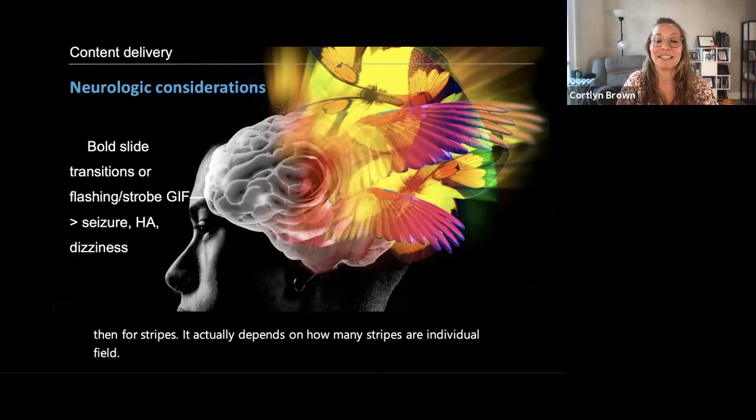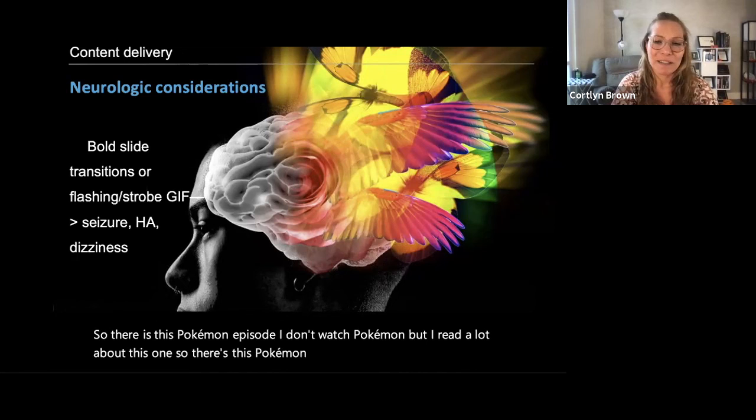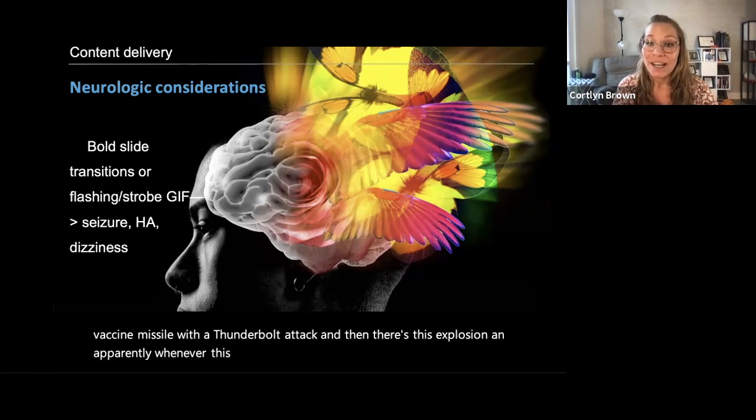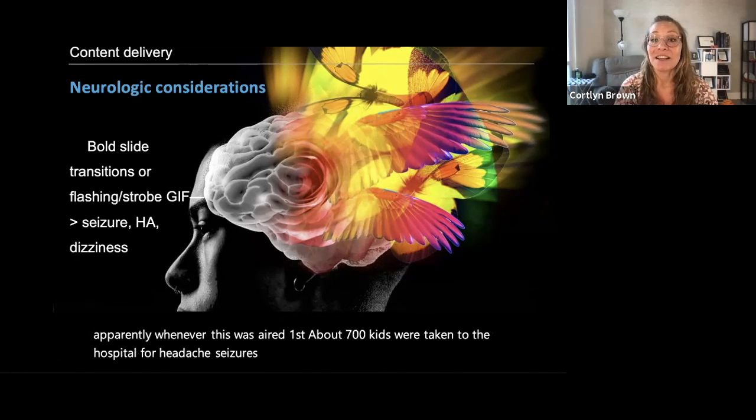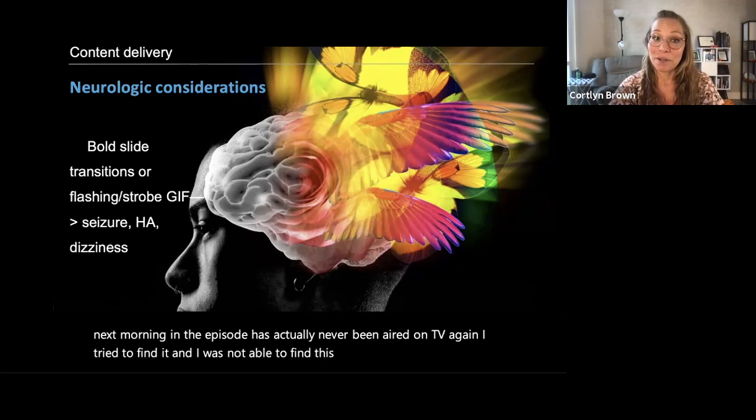So there is this Pokemon episode. I don't watch Pokemon, but I read a lot about this one. In this episode, Pikachu blocks a vaccine missile with a thunderbolt attack, and then there's an explosion. Apparently, when this first aired, about 700 kids were taken to the hospital for headaches, seizures, and dizziness. Nintendo stocks fell about 5% the next morning, and the episode has never been aired on TV again. I tried to find it and was not able to. So it's really important to consider things that you wouldn't really think about.